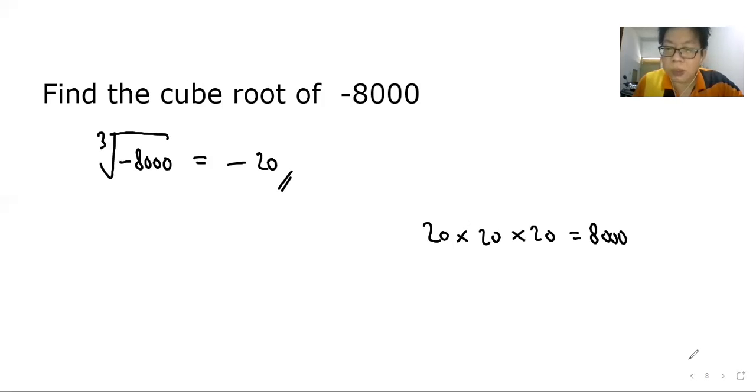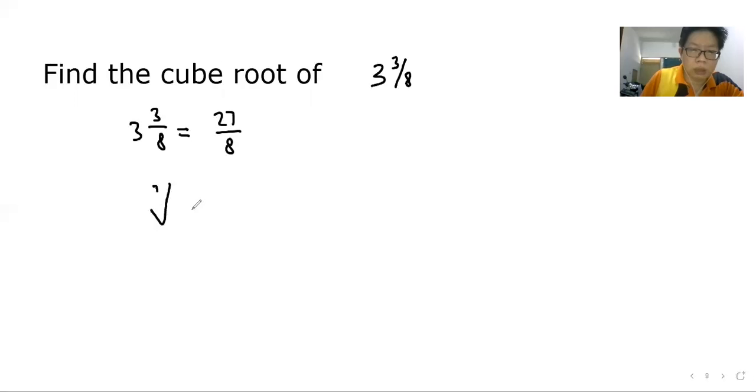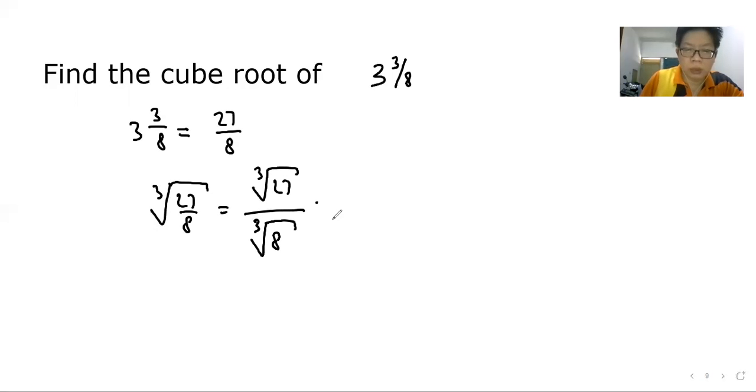How about the cube root of 3 and 3 over 8? This is a mixed number, an integer and a fraction. We have to make this a regular fraction. This is the same as 27 divided by 8. So the cube root of 27 over 8 is equal to the cube root of 27 divided by the cube root of 8. The cube root of 27 is 3, the cube root of 8 is 2. So the result is 3 over 2.